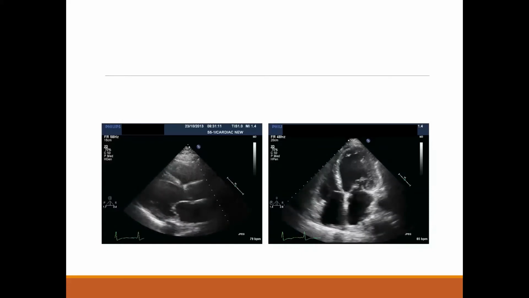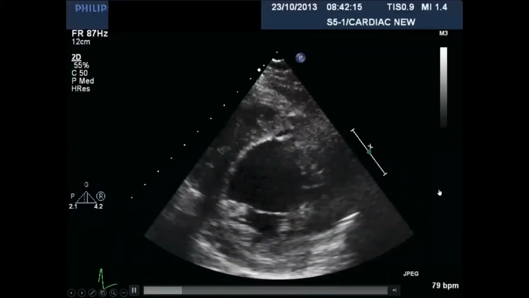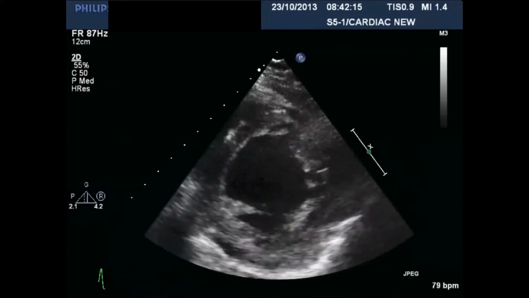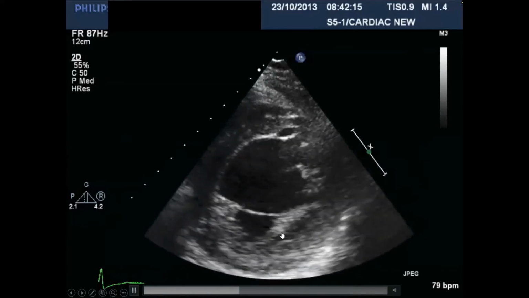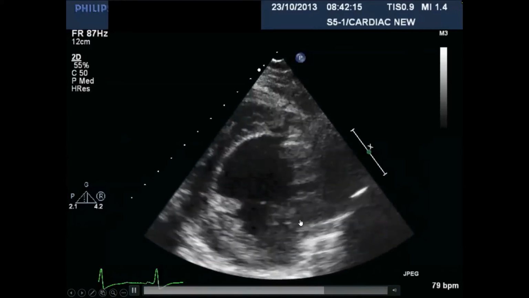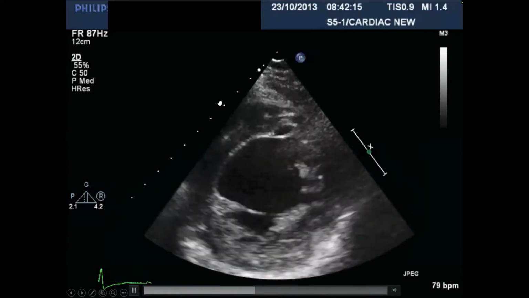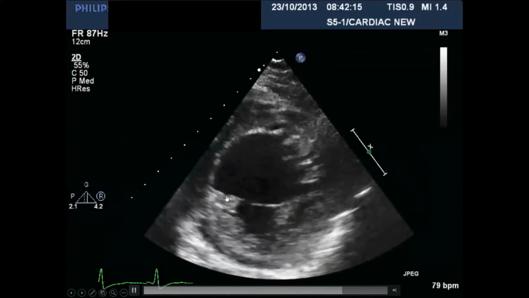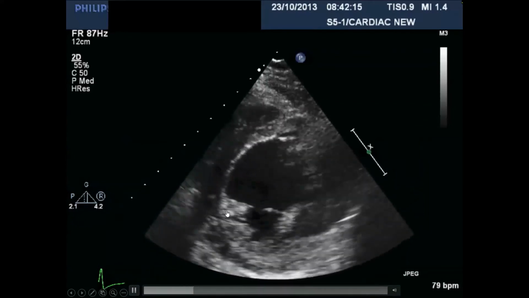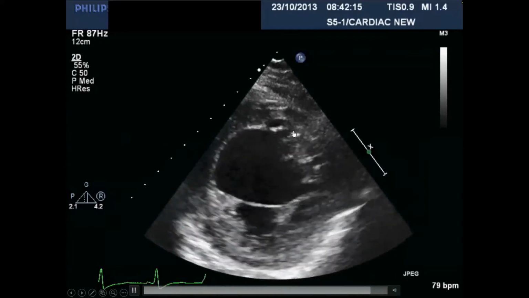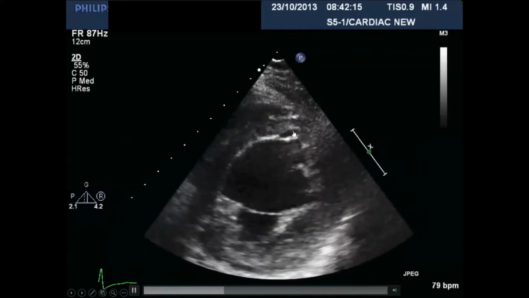Okay? Good. Now, this is of the same patient, by the way. This cut is at the level of the papillary muscle, at the mid cavity, and you could see the global hypokinesis because the segments are equally hypokinetic, so this is global hypokinesis.